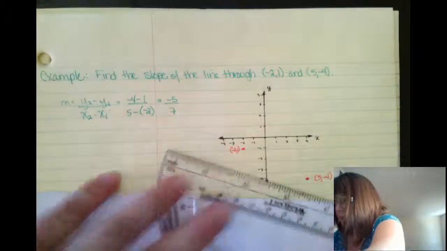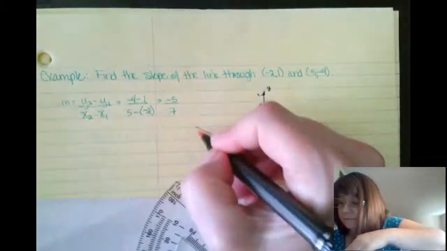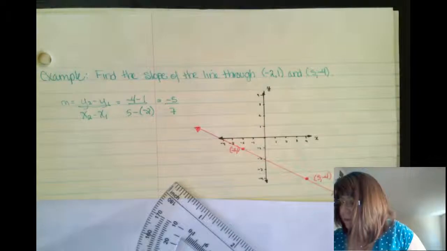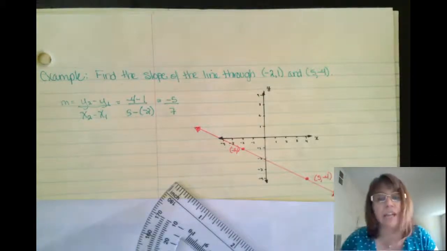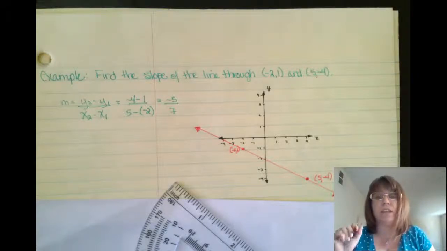I'm going to connect my dots for my line. And I've plotted the line just using the slope that I found, as well as the 1 point and using the slope to find my second point.